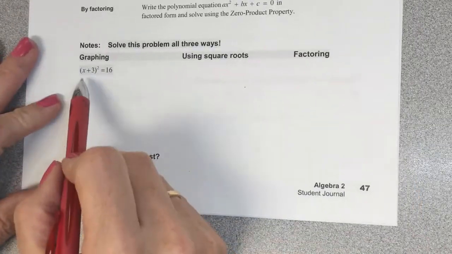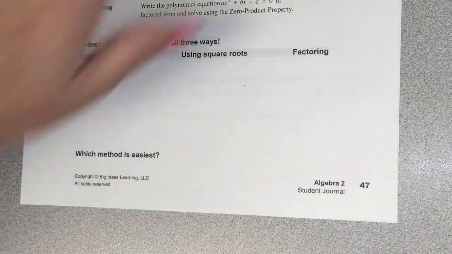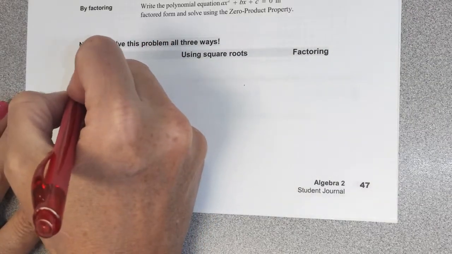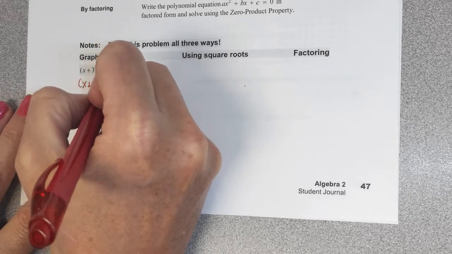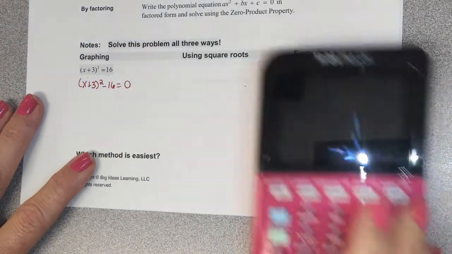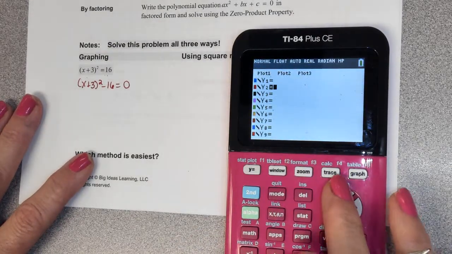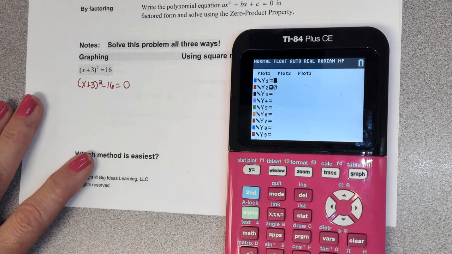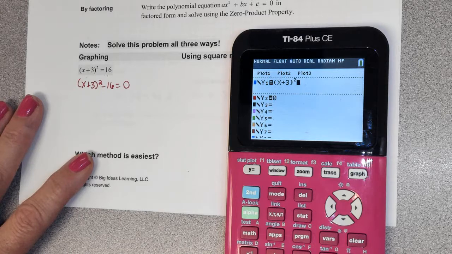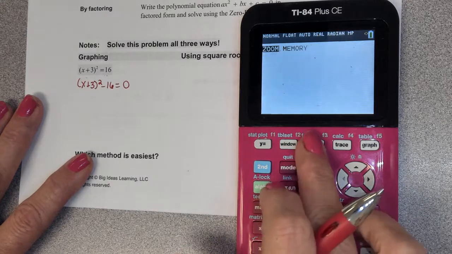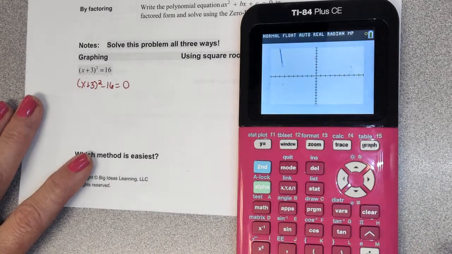So by graphing, I've got this equation here. We're going to solve it by graphing. To solve it by graphing, I'm going to get it set equal to 0. So once I have it in this form, I can go to y equals. I can put in x plus 3, quantity squared, minus 16. We can do a zoom 6. Here's our function.